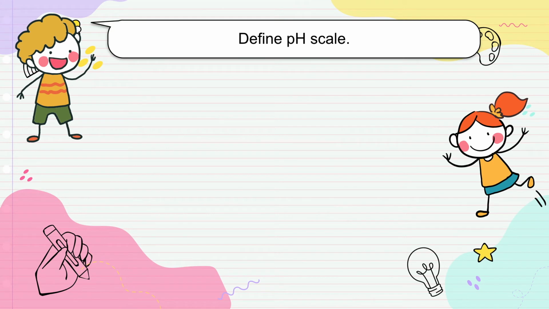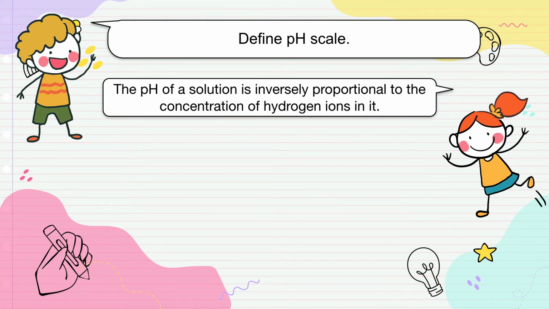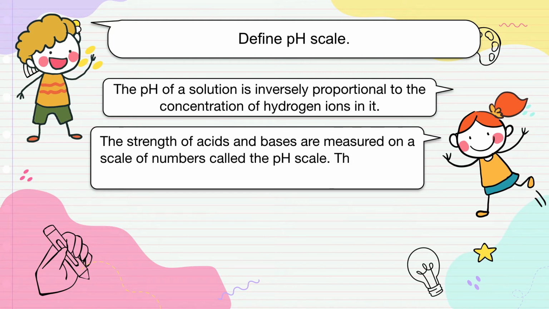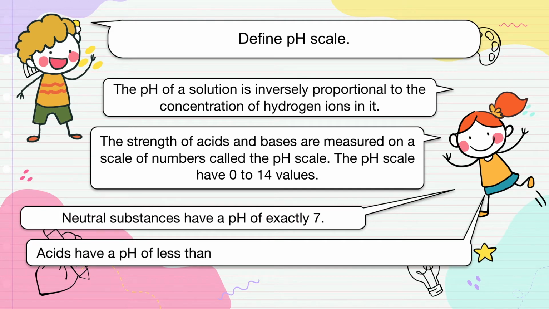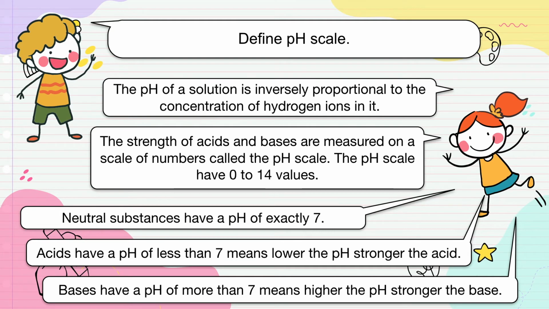Define pH scale. The pH of a solution is inversely proportional to the concentration of hydrogen ions in it. The strength of acids and bases is measured on a scale of numbers called the pH scale. The pH scale has values from 0 to 14. Neutral substances have a pH of exactly 7. Acids have a pH of less than 7, which means the lower the pH, the stronger the acid. Bases have a pH of more than 7, which means the higher the pH, the stronger the base.